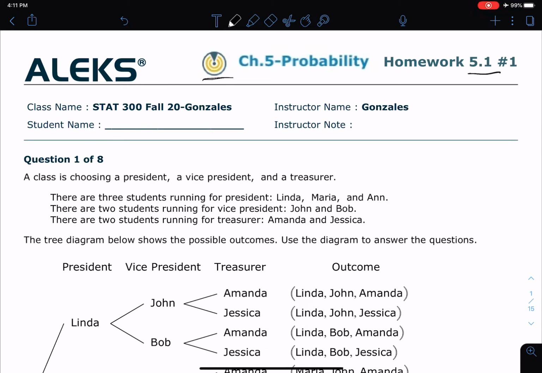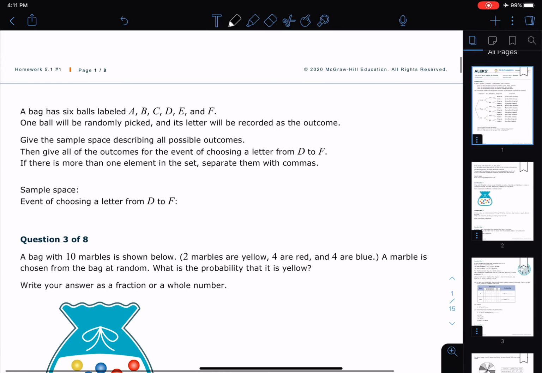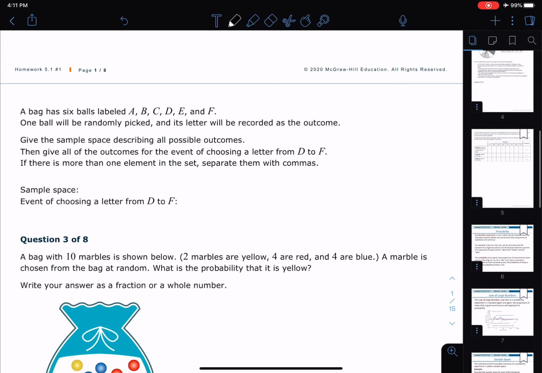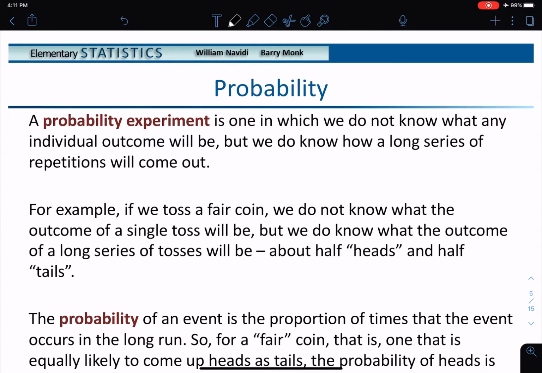Okay, so we have probability, and 5.1 is talking about some simple probability, but I do want to go through some notes here to get ourselves up to speed in case we missed any details.